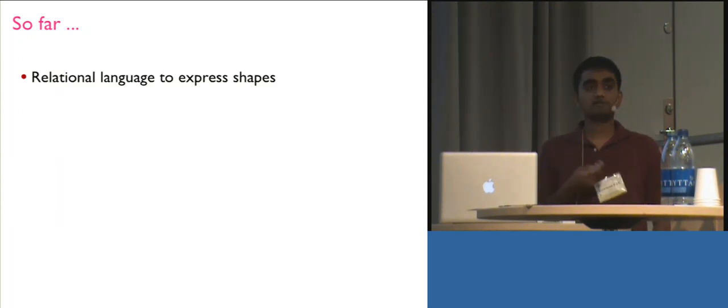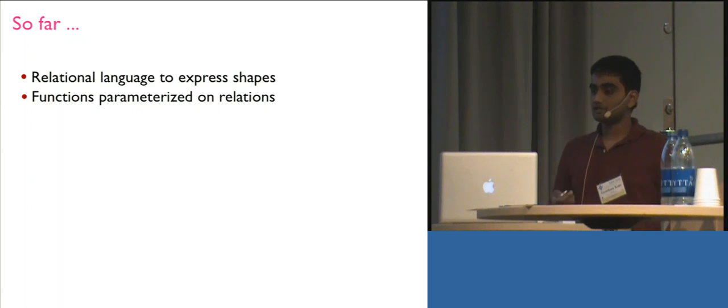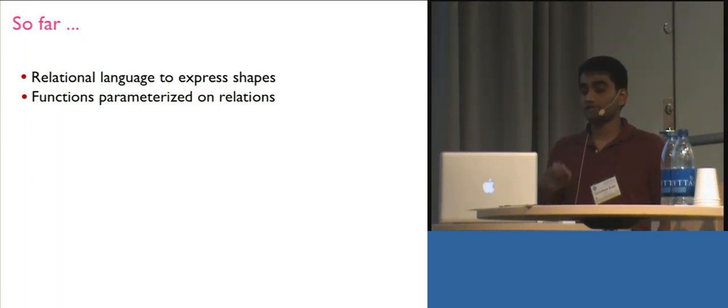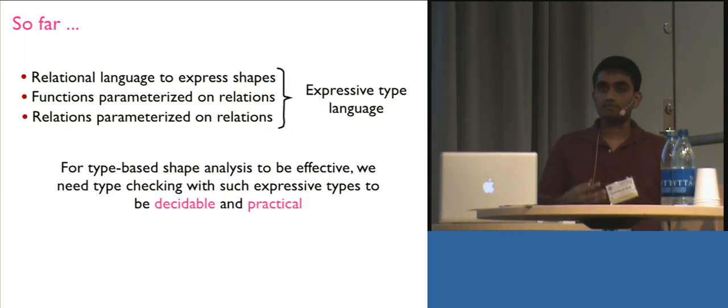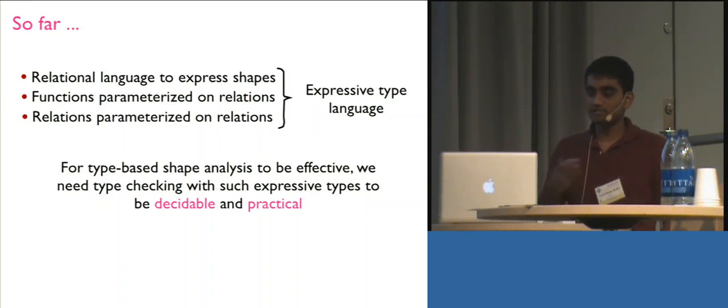So far we have seen a relational language that is capable of expressing shapes. We have seen that functions can be parameterized over relations in order to type parametric, polymorphic and higher order functions. And relations can be parameterized over relations, which are essentially parametric relations. So these constitute an expressive type language. However, for the type-based shape analysis to be effective, we need type checking with these sorts of expressive types to be decidable and practical.